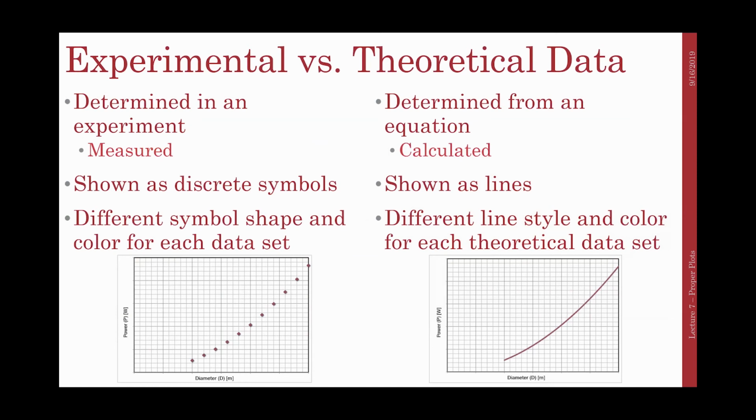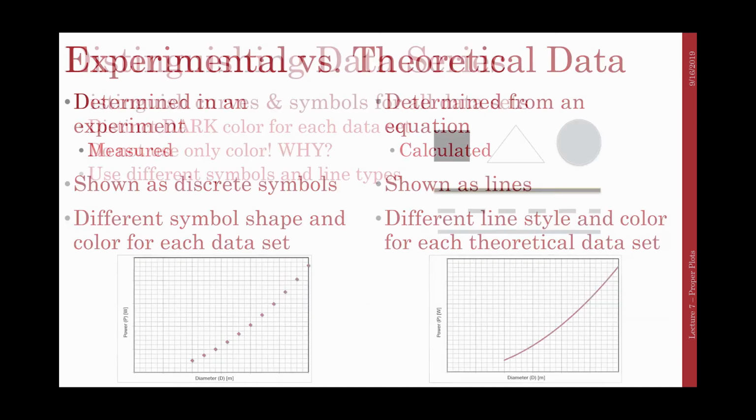A big point that I want to make is the difference between experimental and theoretical data. Experimental is determined in an experiment and it is measured. So you're going to show it as discrete symbols for the measurements that you have taken. Different symbol shapes should be used and different colors for each data set. Theoretical data is determined from an equation. It's calculated, so you can show it as a line, and you should use different line styles for each theoretical data set. The reason it's a line is because you can calculate it, you have an equation, you know what its value is at any point, whereas for your measured data, you only know the information at discrete points.